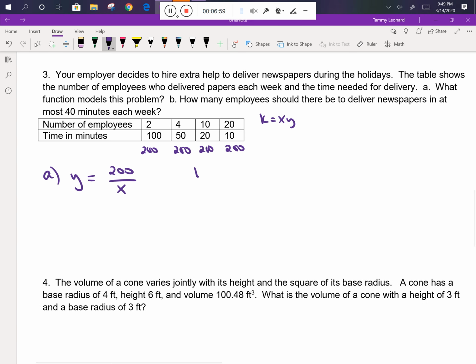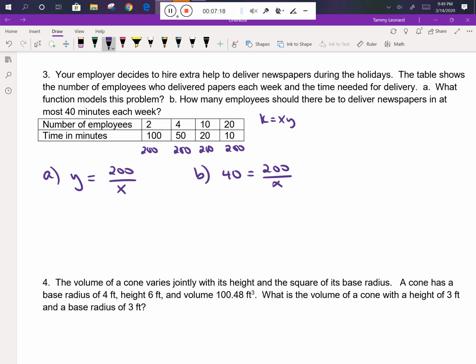And then B is asking us to use that inverse relationship to answer some questions. How many employees should there be to deliver newspapers in at most 40 minutes each week? Well, that's a y value, right? Because time in minutes is the effect. So I've got 40 equals 200 over x.